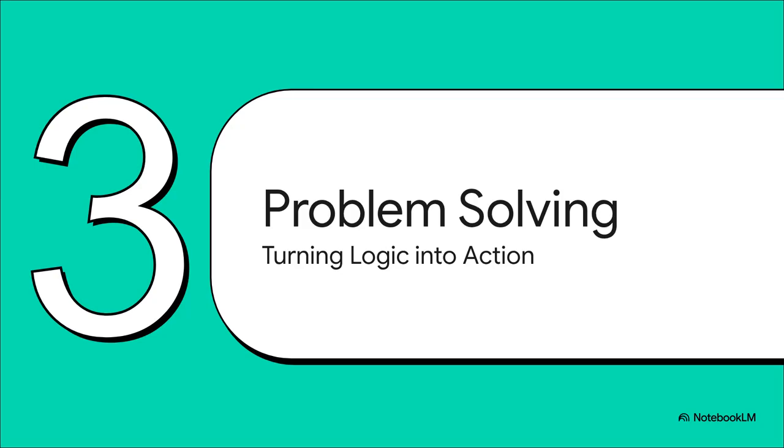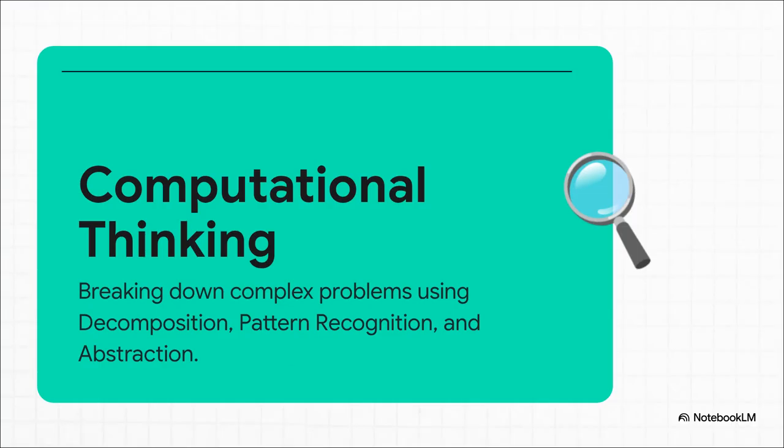All right, so we've got the logic and we understand the machine. Now for the big question, how do we put those two things together to actually do something useful? This is where we learn how to turn pure thought into powerful action. The answer is you have to learn a whole new way of thinking.